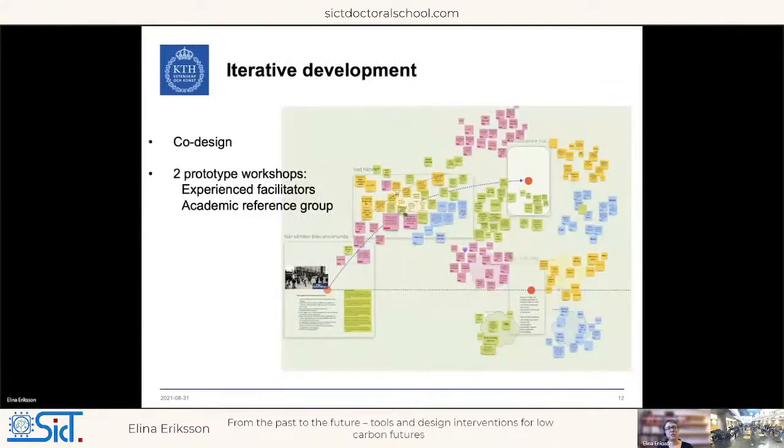We were supposed to be doing workshops live, of course, during the last year, and due to the pandemic, we had to redirect and work with online workshops instead. It has been a co-design process, and we've done two prototype workshops, one with experienced facilitators and then one with our academic reference group. What you see in this picture is a Miro board where we're exploring this alternate timeline, going from one point in the past into an alternate present where we have actually cut our emissions by 50%.